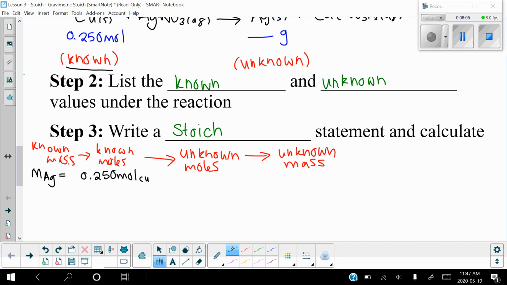So you start off on the main end with known mass. If we look at our known, we are actually given moles. So there is no known mass. We can actually get rid of that step. We don't need to convert it into moles. We already have it in moles. It saves us a step. So that brings us here to our known moles. We then need to convert our known moles to our unknown moles, which I said happens through using molar ratio.